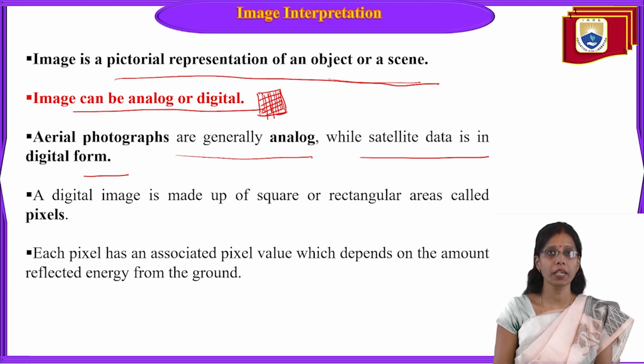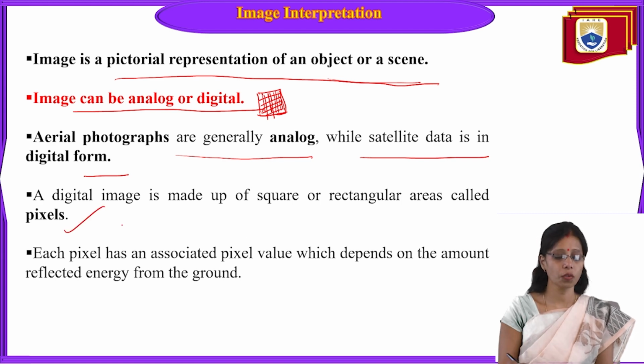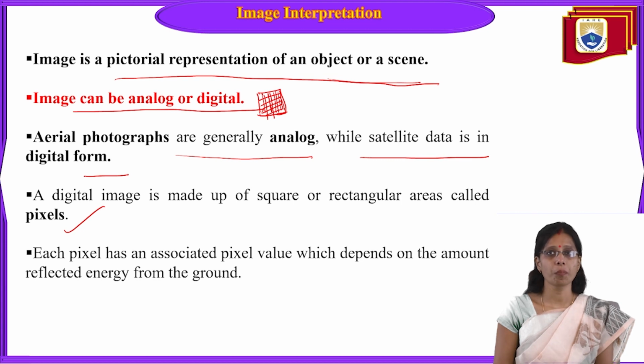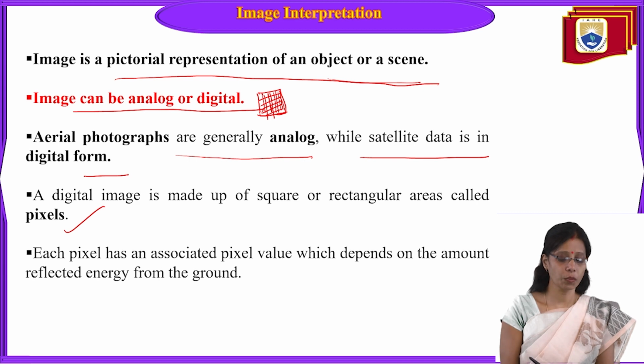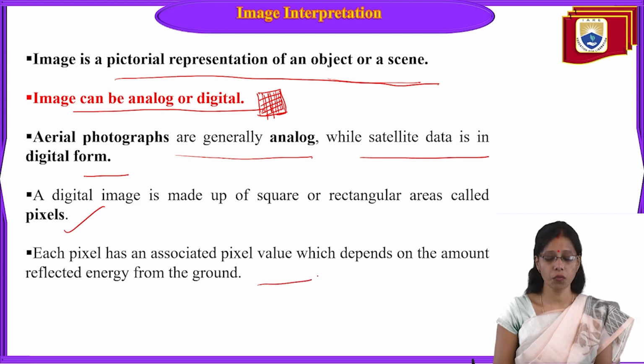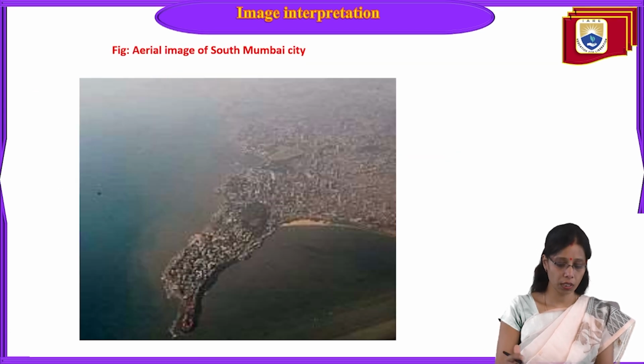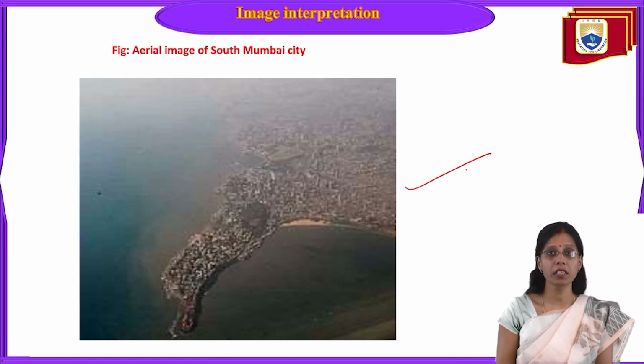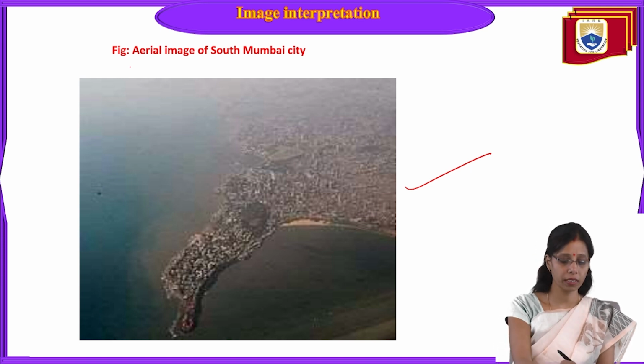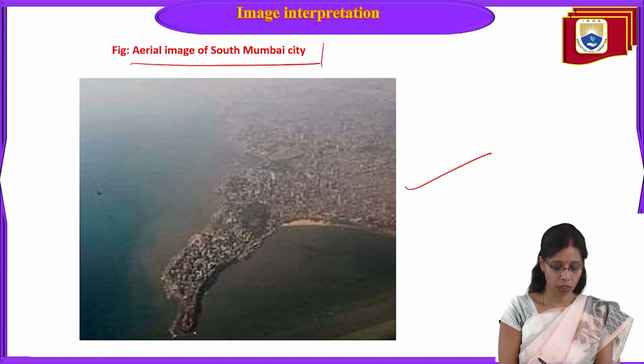A digital image is made up of square or rectangular areas called pixels. A digital image will always have pixels, whereas the analog image will be just in the form of pictures. Each pixel has an associated pixel value which depends on the amount of reflected energy from the ground. Suppose here we have a figure which shows an aerial image of South Mumbai city. This is the image of Mumbai city. It's a satellite image.